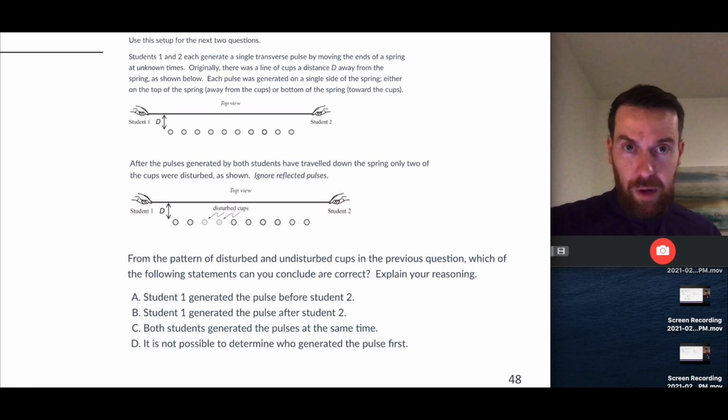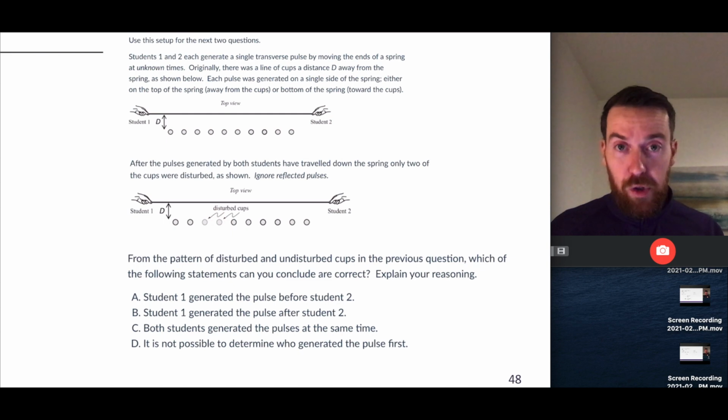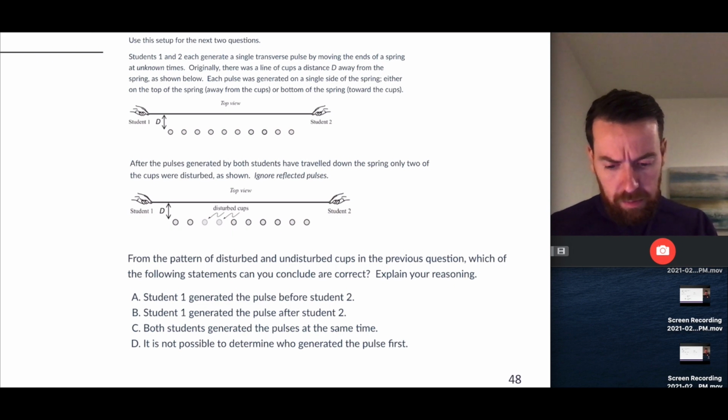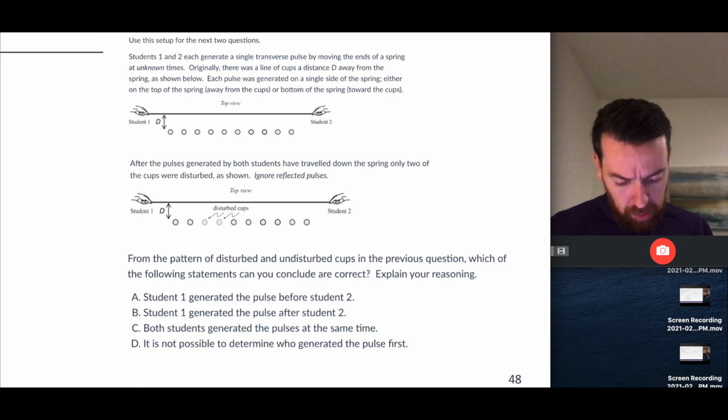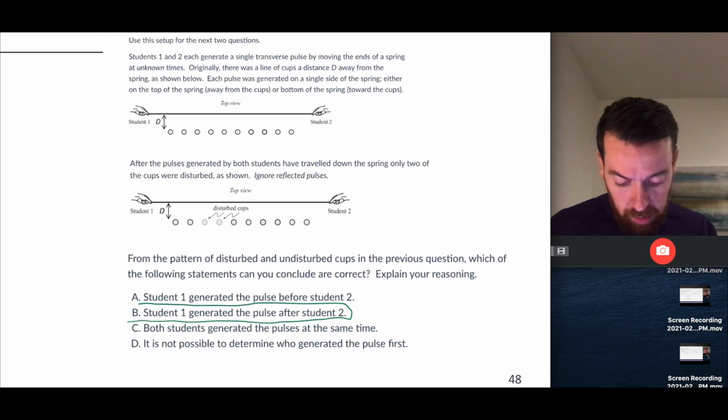And we've previously concluded that both pulses are on the bottom of the spring, and we're disturbing the cups closer to student 1. So that means that student 2 would have had to create the pulse at an earlier time. So if we're talking student 1, student 1 goes later.